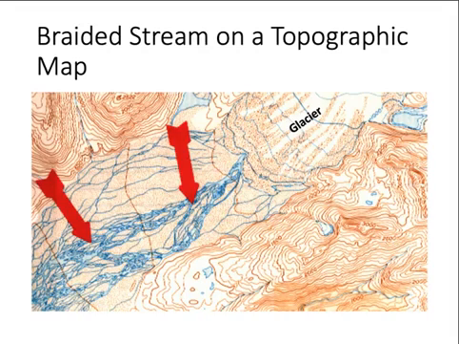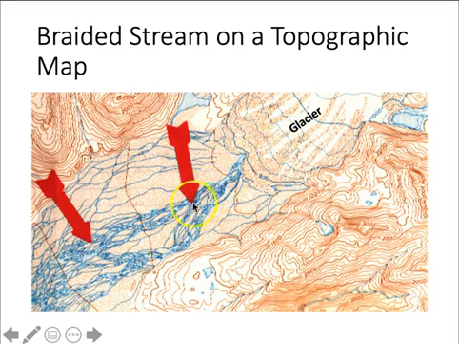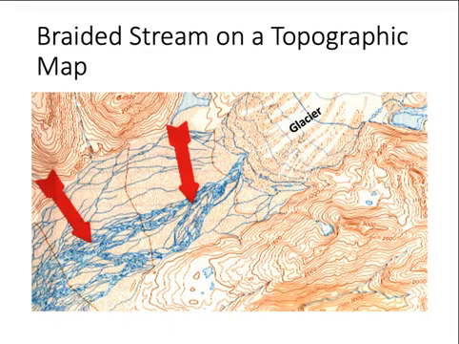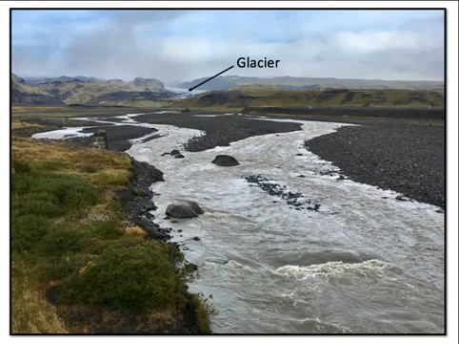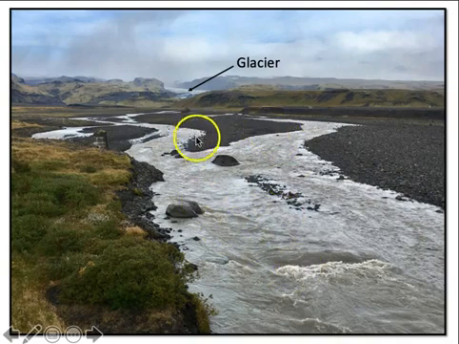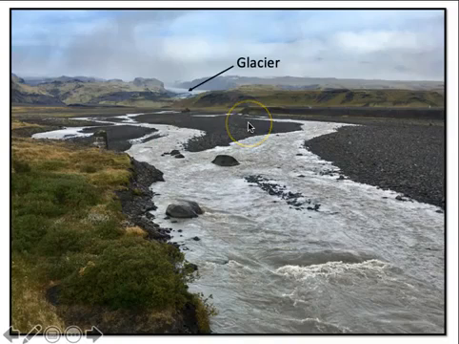On a topographic map, braided streams look braided and are often associated with glaciers. The meltwater coming out of the glacier is loaded with sediment, which quickly is deposited as channel bars. Here's a photograph from Iceland. There's a glacier, and we have a nice braided stream here in the foreground with great examples of channel bars.